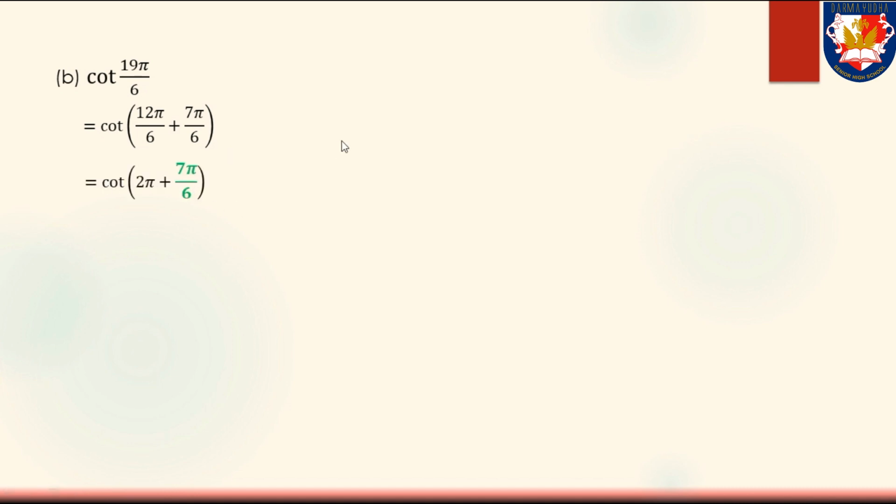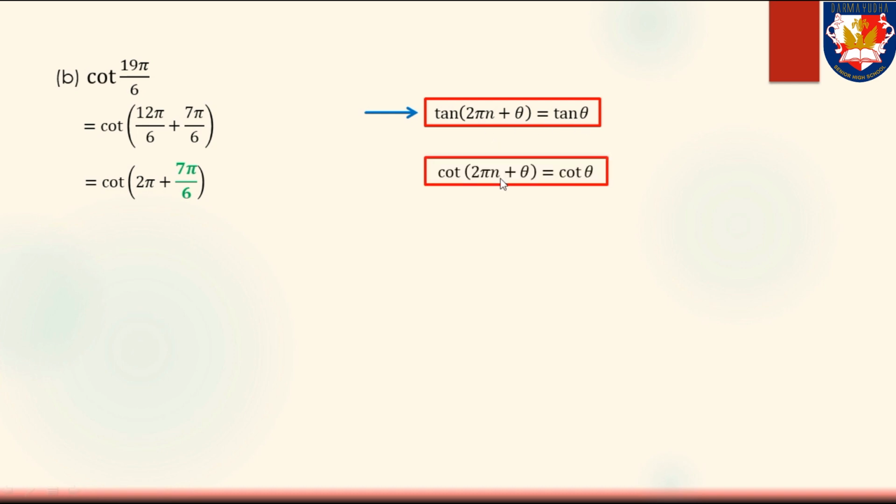For an angle greater than 360 degrees or greater than 2π, tangent of 2πn plus θ equals tangent θ. So from here we can derive that cotangent of 2πn plus θ equals cotangent θ. Using this formula, we obtain cotangent 7π/6. Okay, from here, 7π/6 is in the third quadrant, so we will modify this to be cotangent of π plus π/6.